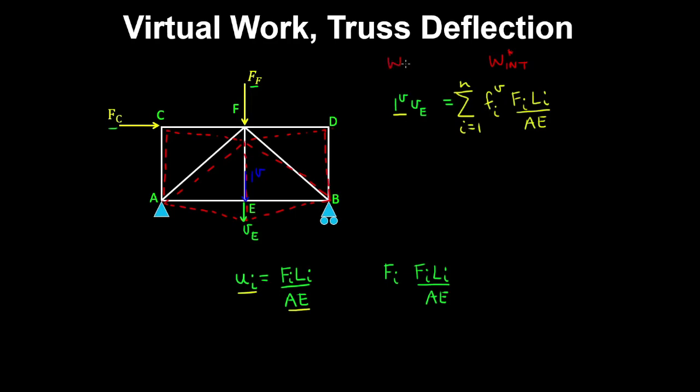So as we mentioned, the external virtual work is equal to the internal virtual work. And here we can go a step further by assuming that the geometric and material properties of the truss members are the same, so we can take the axial stiffness outside the summation.